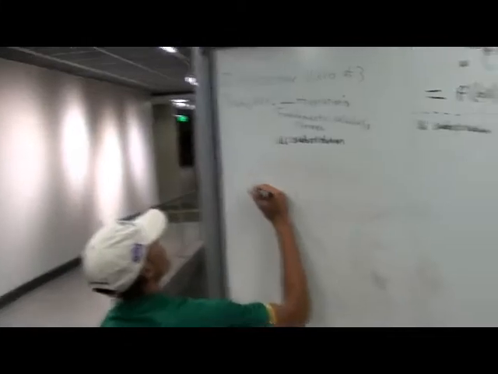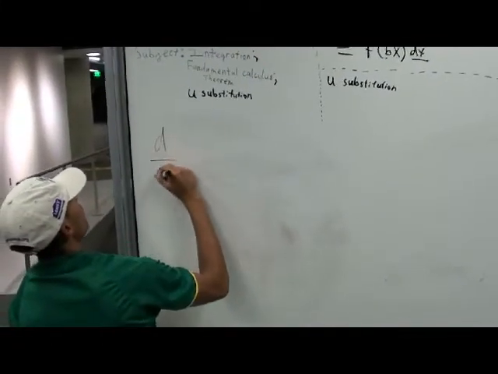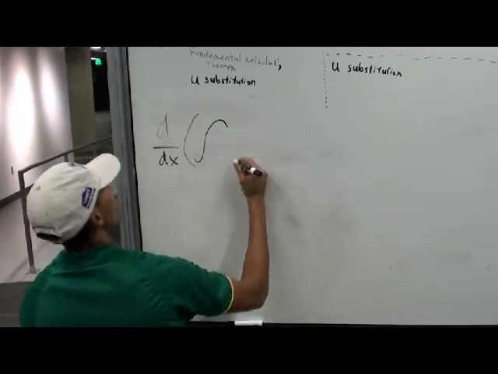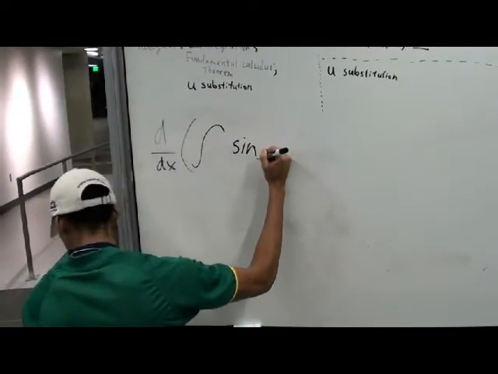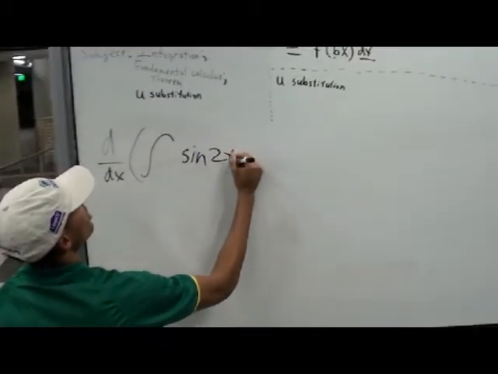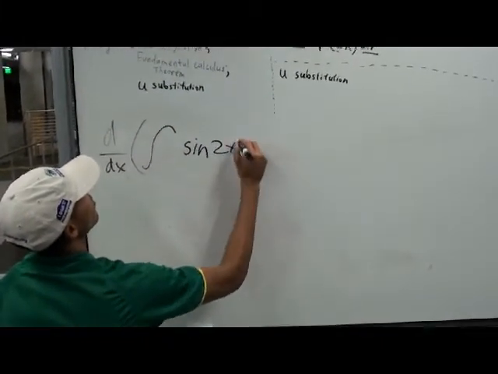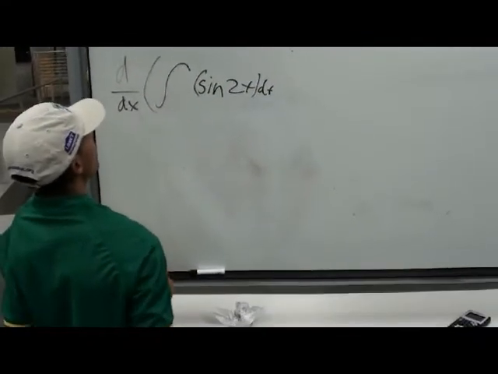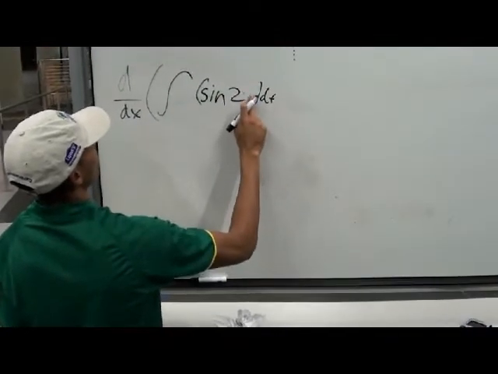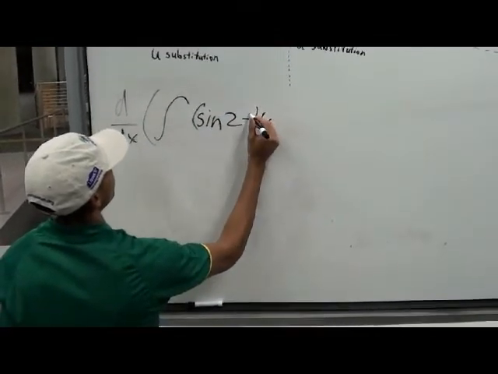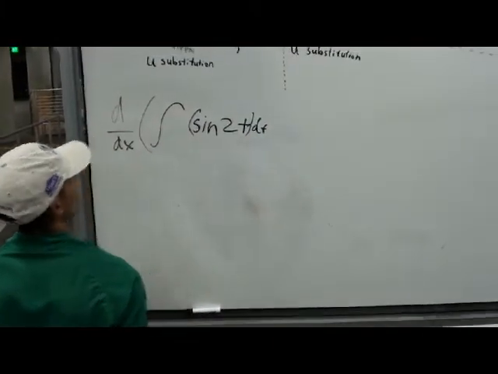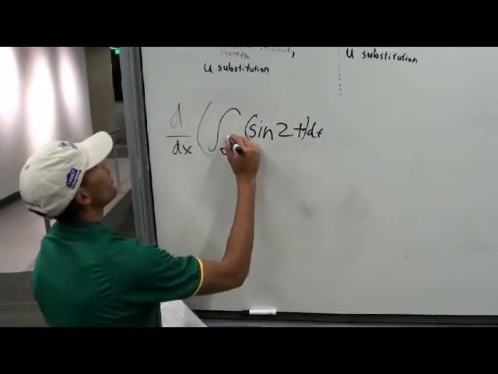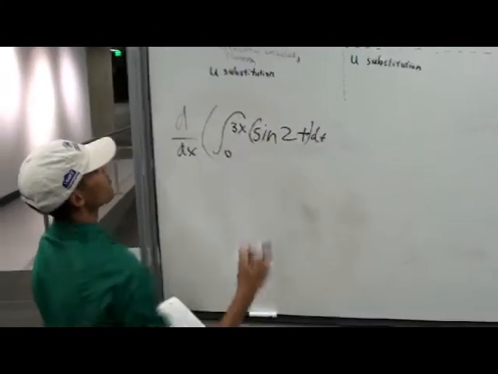So our next problem looks like this. The derivative of an integral of sine of 2t dt. That looks like an x next to the 2. My fault. There you go. We're going to integrate that from 0 to 3x.